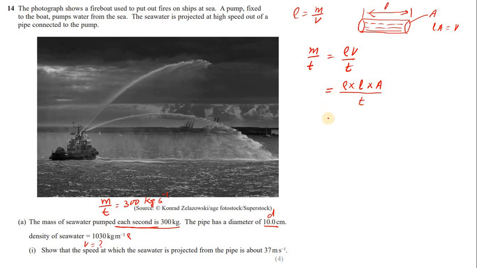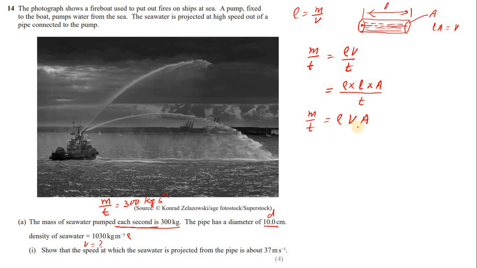And now watch carefully what is happening. Density, length over time. This length is the length of the pipe, but in fact this length is the distance traveled by the water or whatever is inside the pipe. So this length is basically distance covered by water inside the pipe. So L upon T is the speed. So density into speed into area, M upon T.